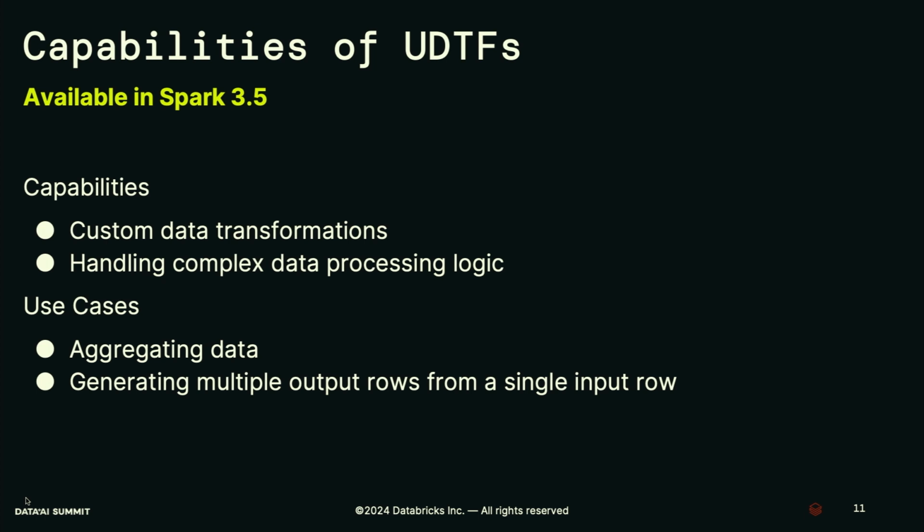So UDTFs have several capabilities that make them useful for custom data transformations. They can handle complex data processing logic, allowing us to create sophisticated functions tailored to specific needs. For instance, a UDTF can be used to aggregate data from multiple rows or to generate multiple output rows from a single input row. These features make UDTFs a powerful tool in PySpark for addressing various data processing challenges.